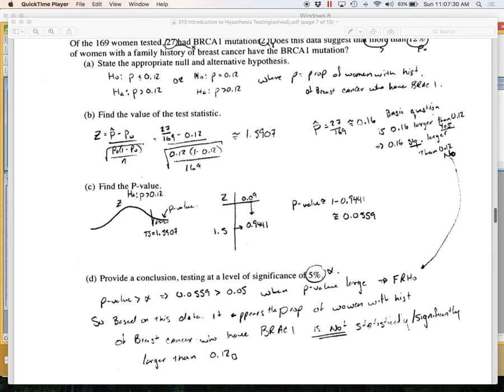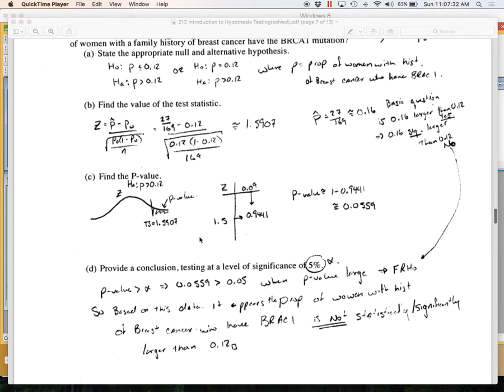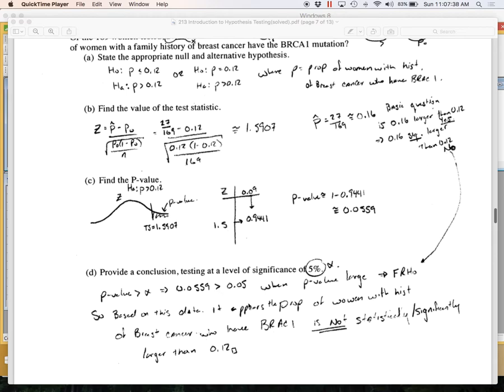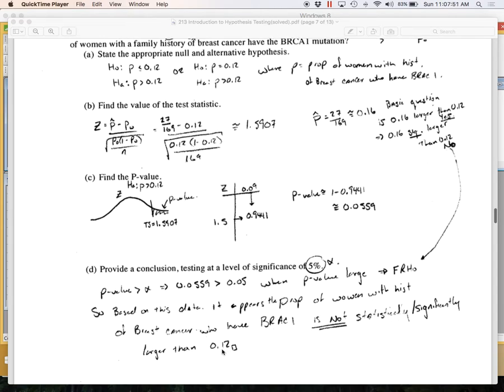So this is the idea that seems to be supported. Here's a statement we can say. Based on this data, again, of course, this is always going to be based on the data, it appears that the proportion of women with history of breast cancer who have this gene is not statistically, or not significantly, larger than 0.12.